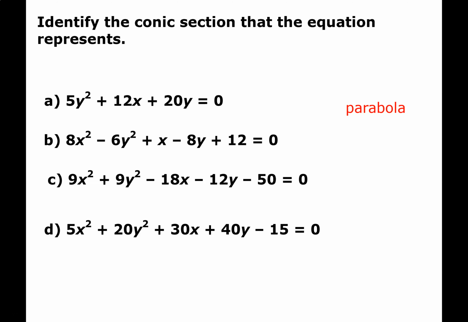Now I'm looking at the coefficients. The coefficients are different, and the signs are different. Hyperbola. Letter C. I notice that x and y are both squared again, the exact same numbers in front of them, and they have the exact same sign. They're both positives. This is going to be a circle. If I look at letter D, again, x and y are squared. They're both positives, but we have different coefficients here. So this will be my beautiful ellipse.